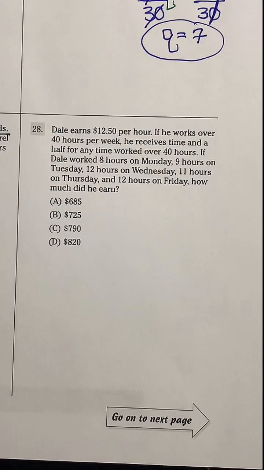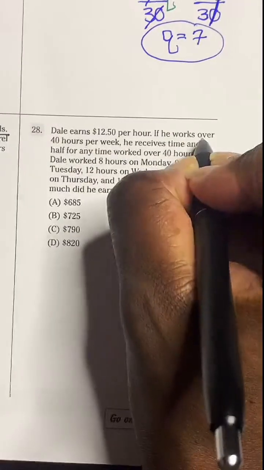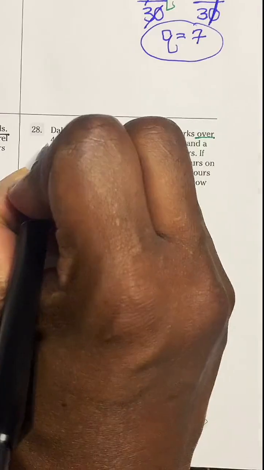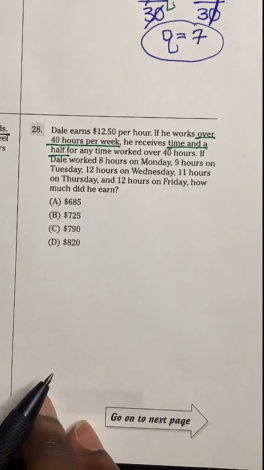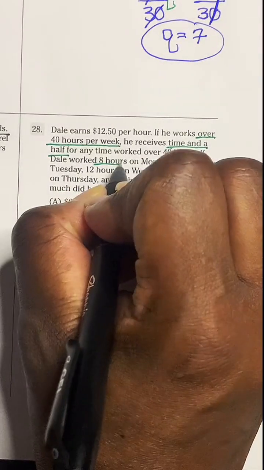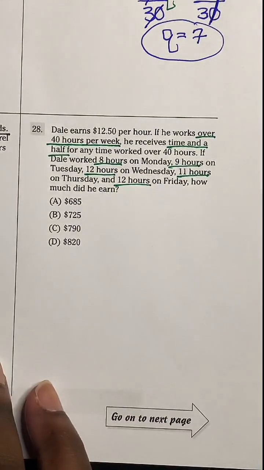All right. Dale earns $12.50 an hour. If he works overtime, we gotta love this, anything over 40 hours, he gets time and a half. But he worked 8 hours, 9 hours, 12 hours, 11 hours, and 12 hours.